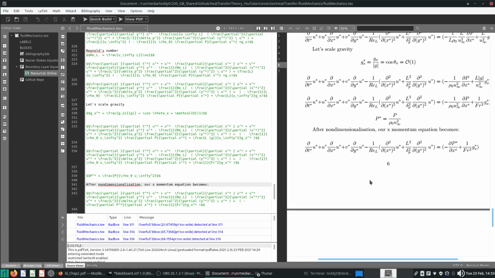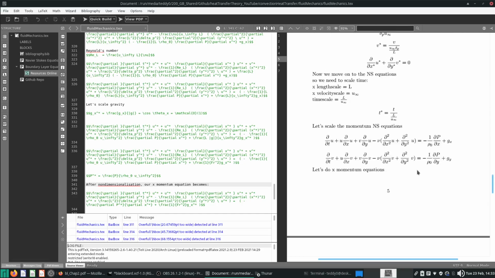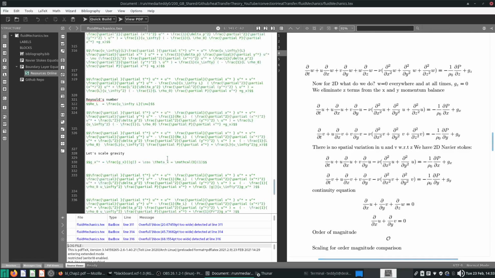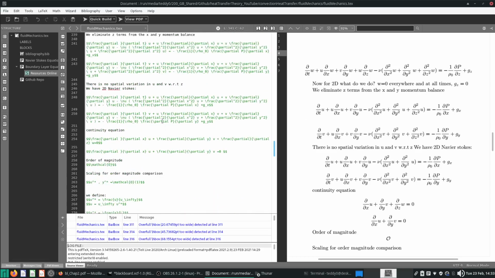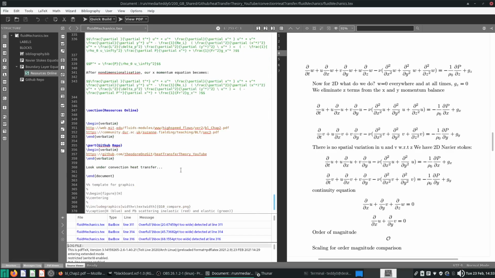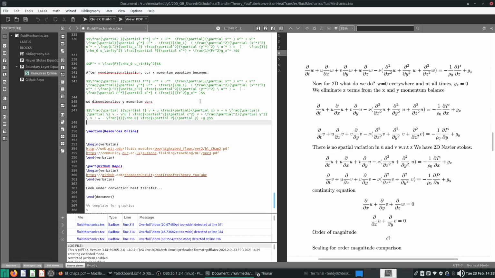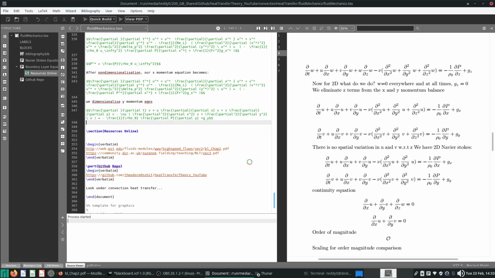Okay, so before we talk about how to deal with this, let's try to also do the same thing for the y momentum equations. That's going to be a bit long as well. So we non-dimensionalize the y momentum equations, and we'll do more or less the same thing here.